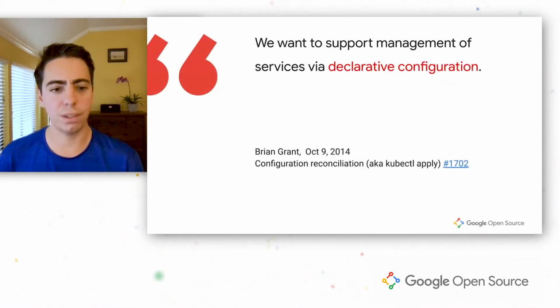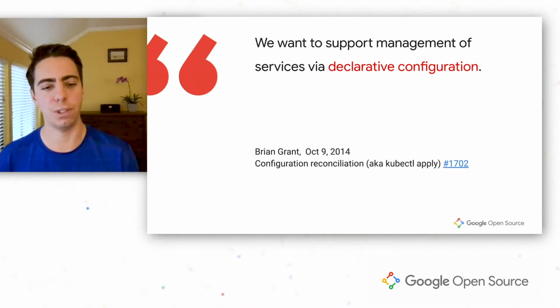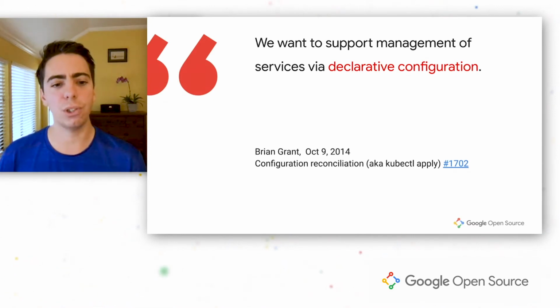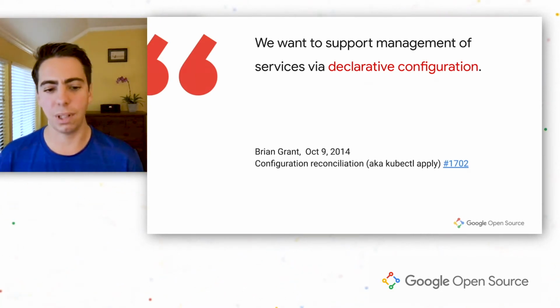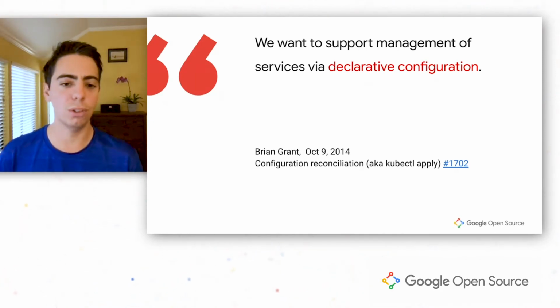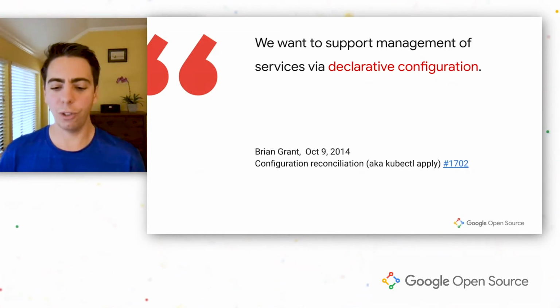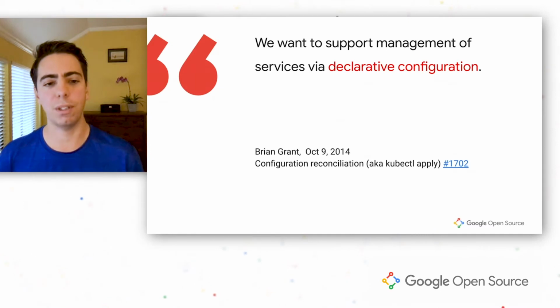So what is declarative configuration and why is it so important? I think Brian Grant described it very well in 2014 when he said that we want to support management of services via declarative configuration. I want to show that this is foundational to Kubernetes. This is back in the days, at the very beginning of the project in 2014, and this is key to Kubernetes and how it's configured. In my opinion, Kubernetes is not just about configuring workloads on the cloud. It's very much about how configuration works and how you decide what you want the system to look like. And so I'm going to focus on that specifically today.